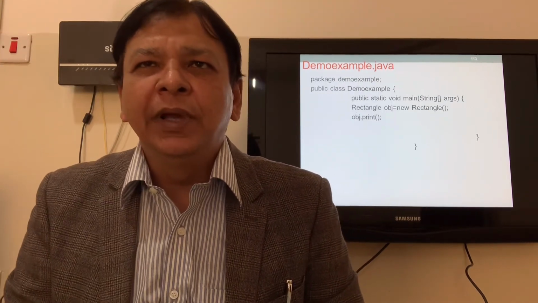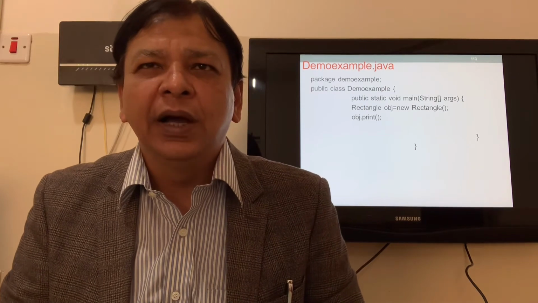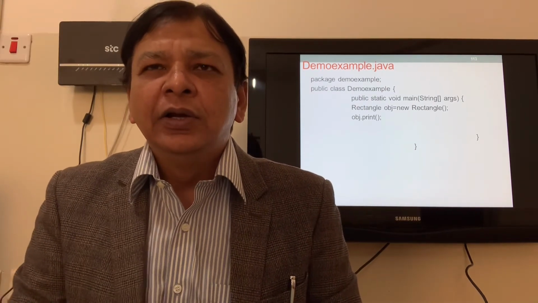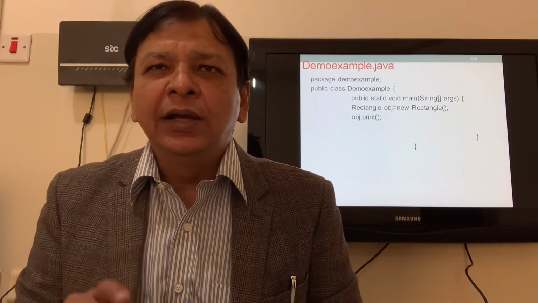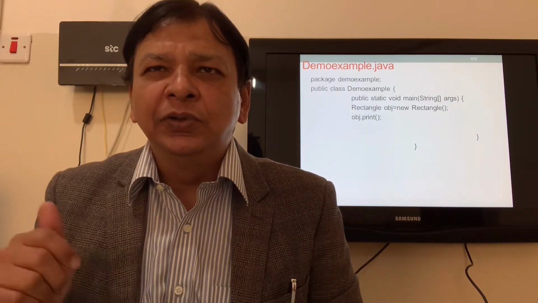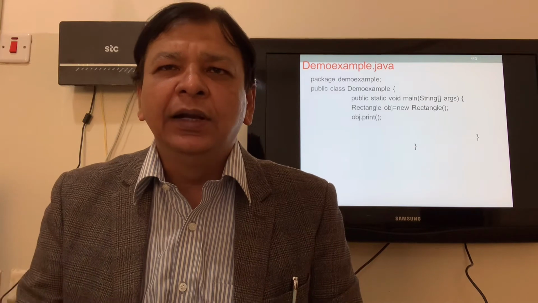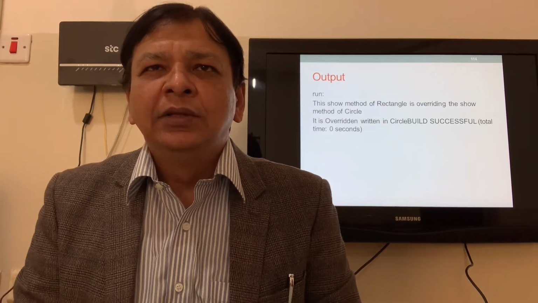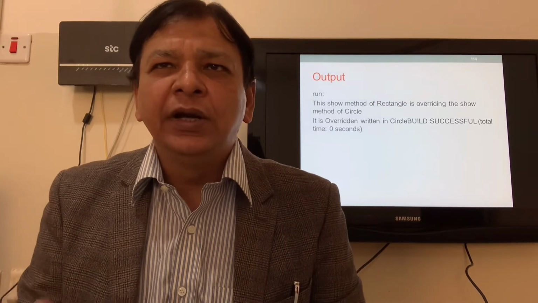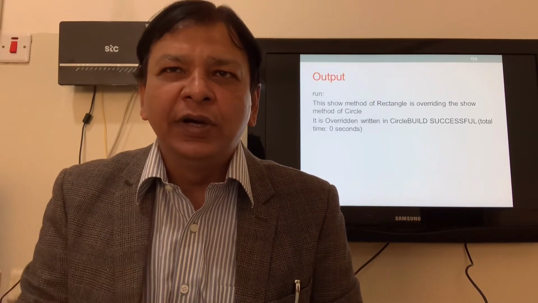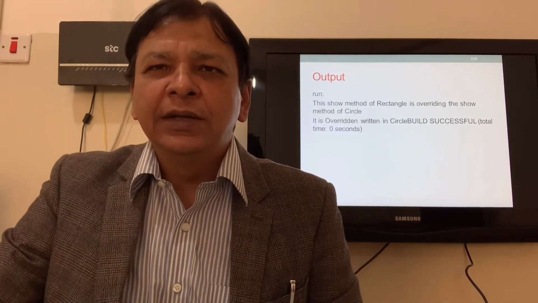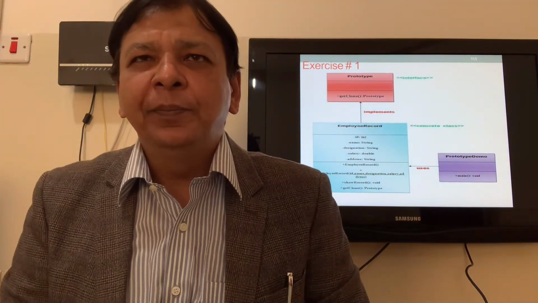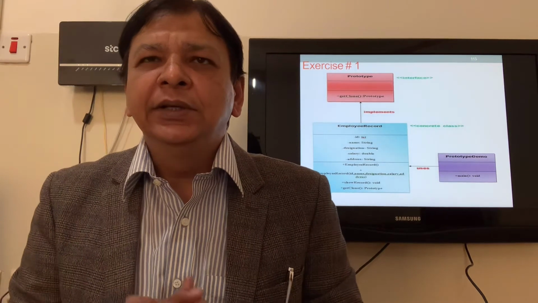Then you have the main, public static void main string arguments, rectangle object is equal to new rectangle, obj.print. So I call the print method, it will execute show method of the rectangle class and the circle class. Let me show you the output. The show method of rectangle is overriding the show method of circle. It is overridden in the circle. That's the super usage.